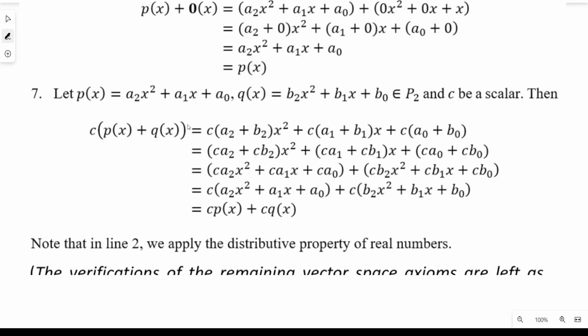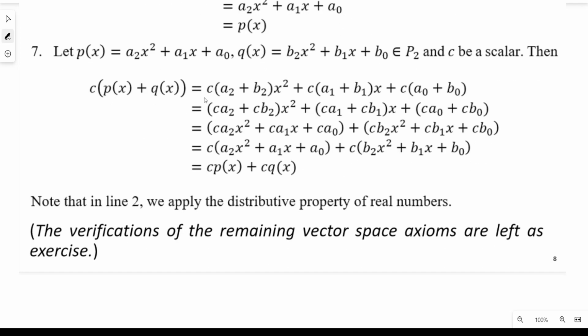So for the distributive property of the scalar over the sum of elements of P2, it would just be c times the sum, which is (a2 plus b2) x squared plus (a1 plus b1) x plus (a naught plus b naught). If we are going to distribute this c, it would be distributed over the sum. So we can have (c a2 plus c b2) x squared, (c a1 plus c b1) x, and (c a naught plus c b naught). And then you can just distribute x squared inside, x also inside, and then regroup according to the numerical coefficients, so that we will arrive with a form that looks like c times p of x plus c times q of x.